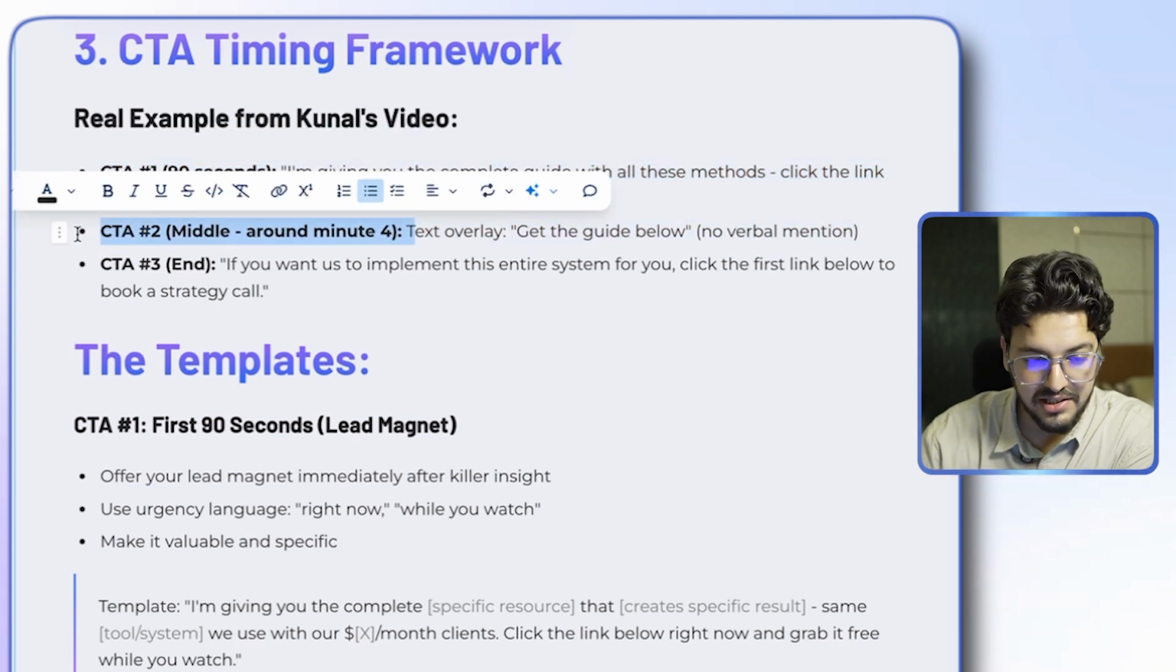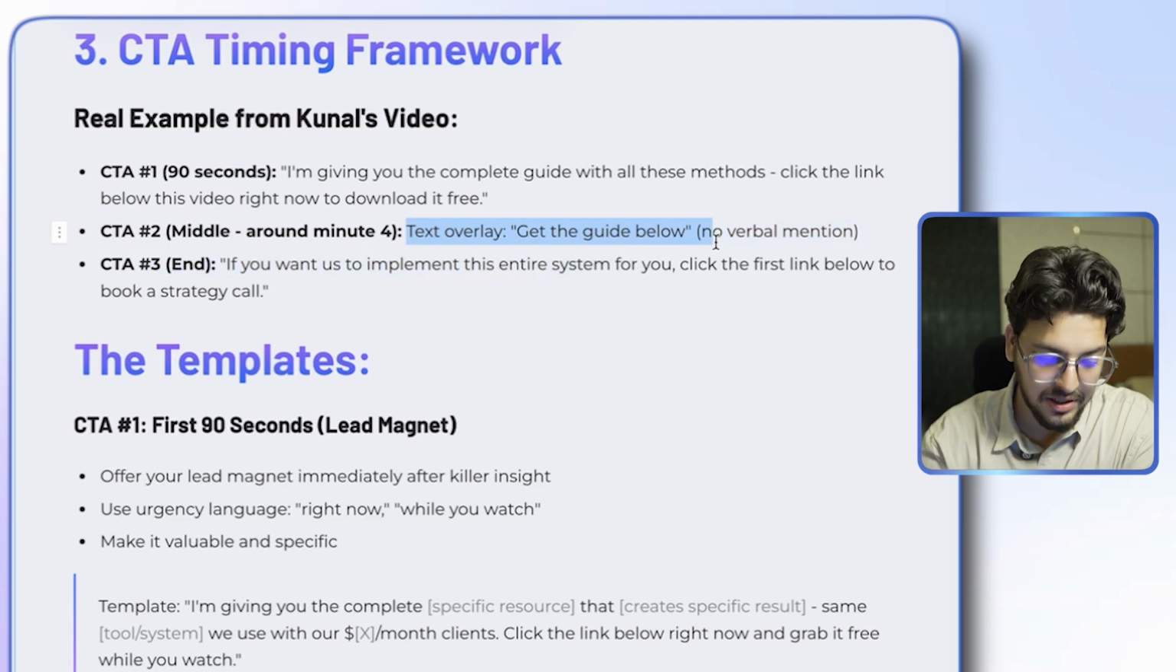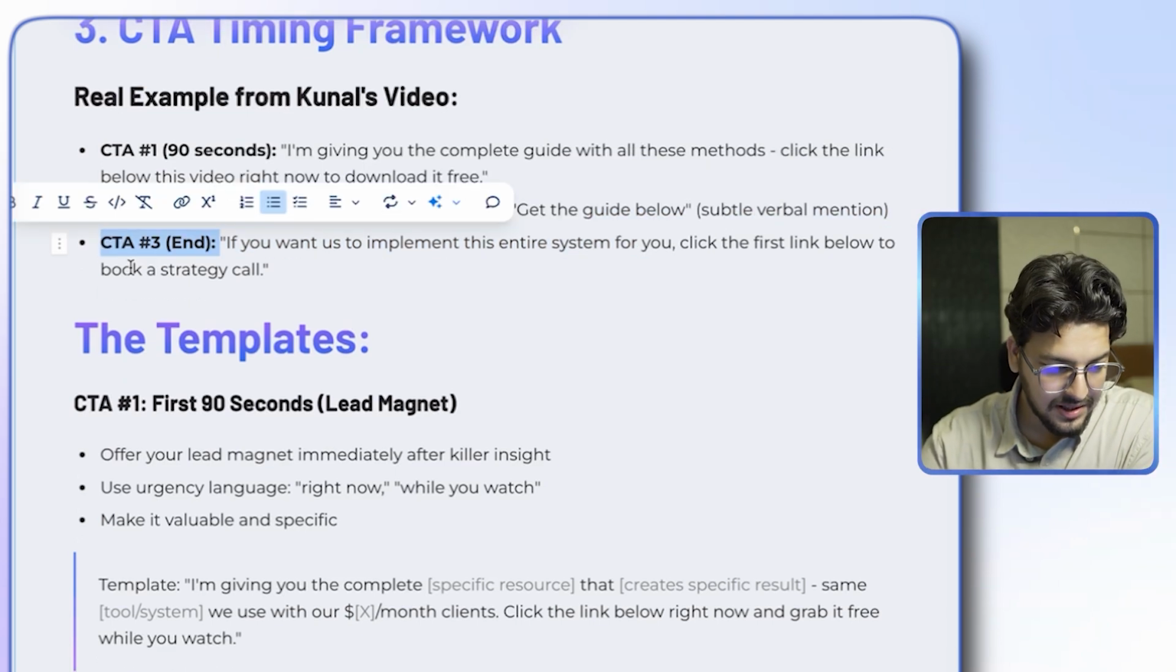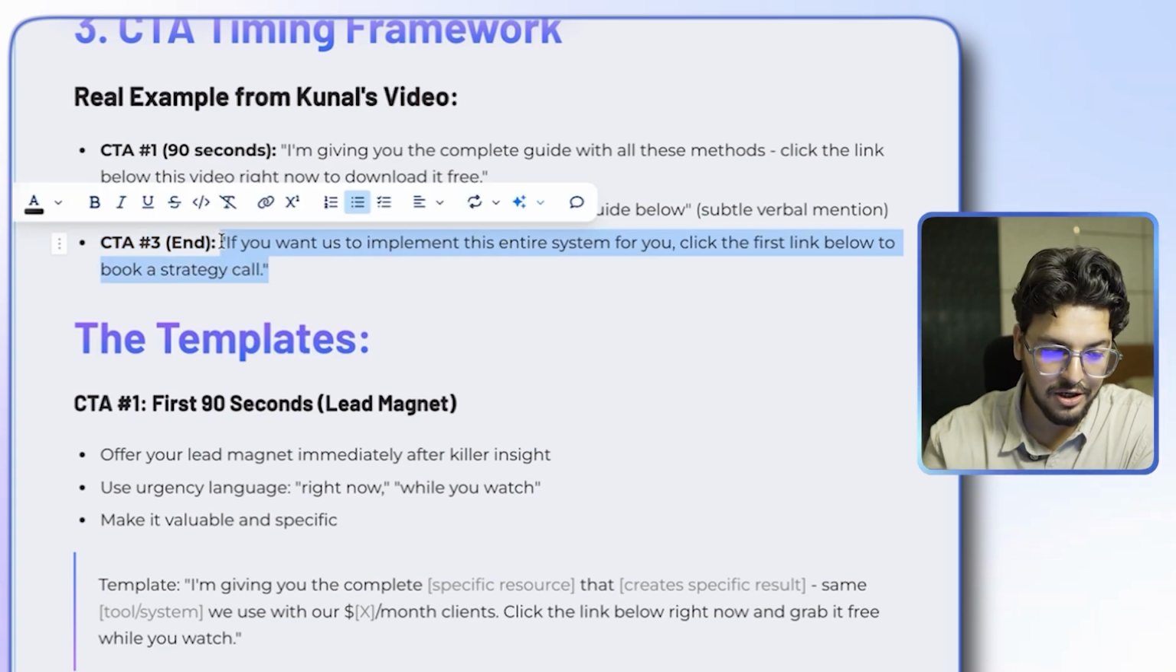Now this could be a subtle verbal CTA or a text overlay, something written as "get the guide below." There's a middle reminder. Then at the end is the third CTA in the outro. Here I did the full pitch for my strategy call. This is your main conversion moment.